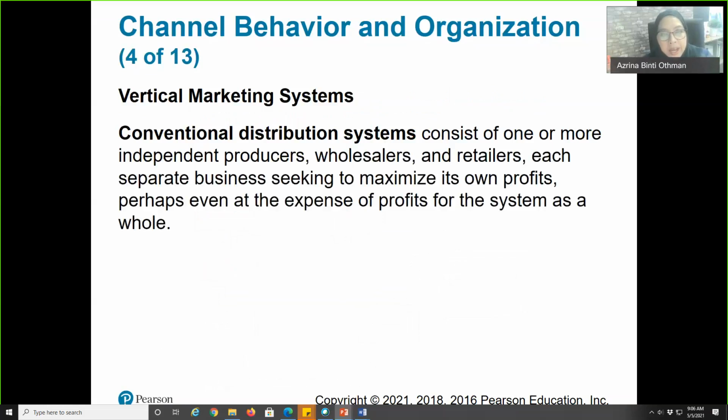Okay, this is the definition by term. What is a conventional distribution system? It consists of one or more independent producers, wholesalers and retailers.